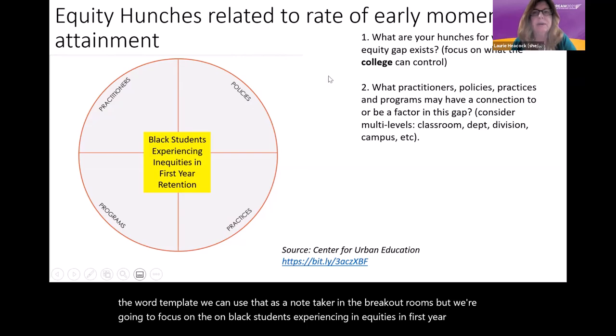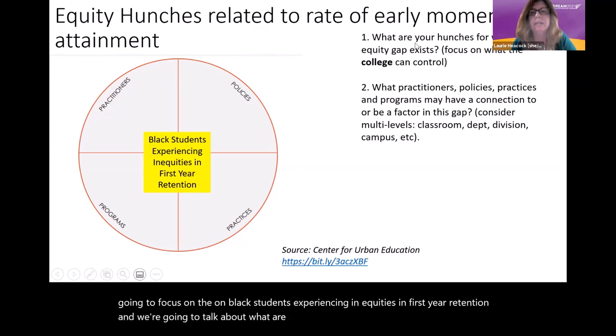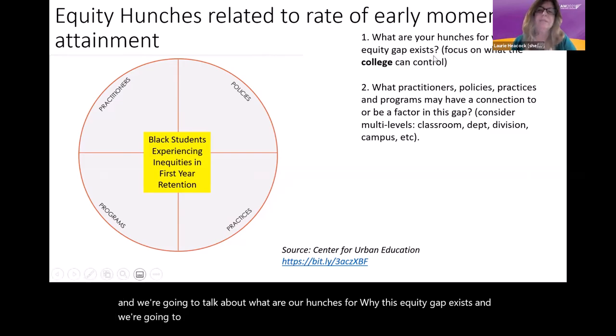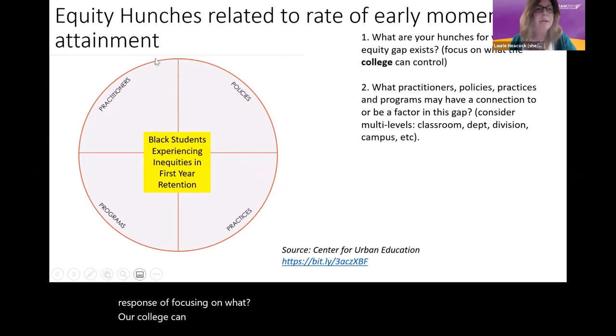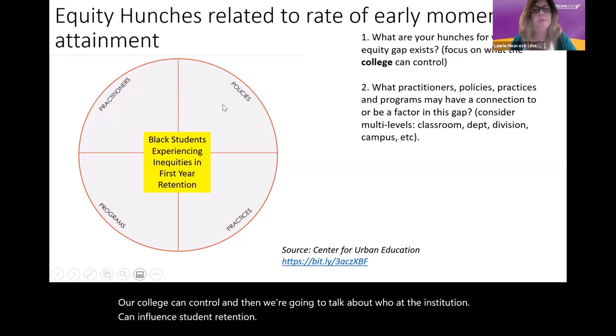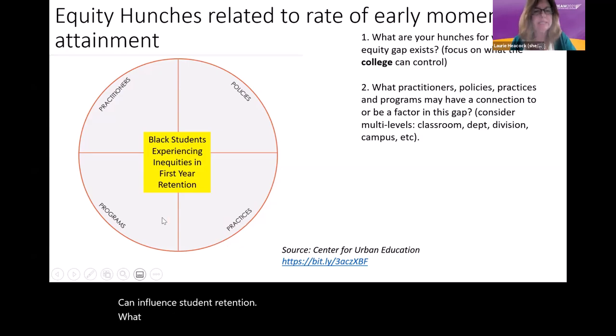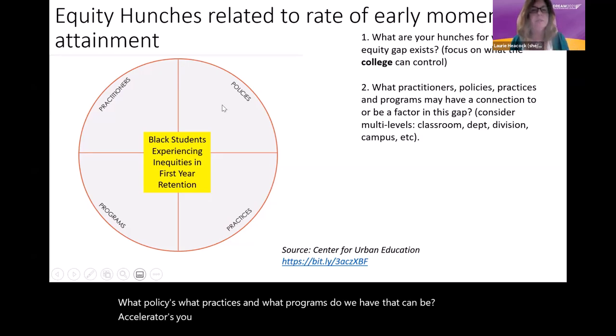And we're going to talk about what our hunches are for why this equity gap exists. And we're going to avoid blaming the student and use the equity-minded response of focusing on what our college can control. And then we're going to talk about who at the institution can influence student retention, what policies, what practices, and what programs we have that can be accelerators that support retention, or that could possibly be barriers.